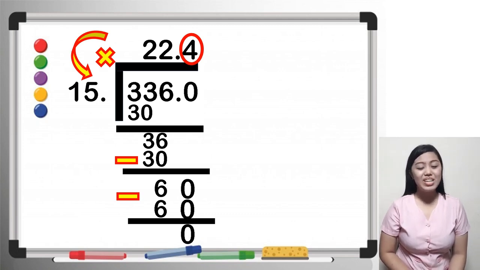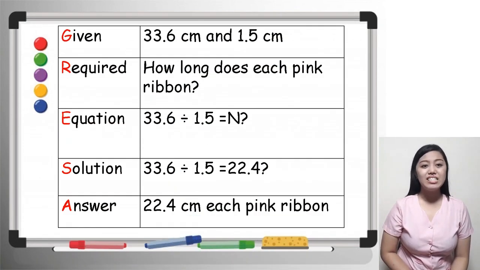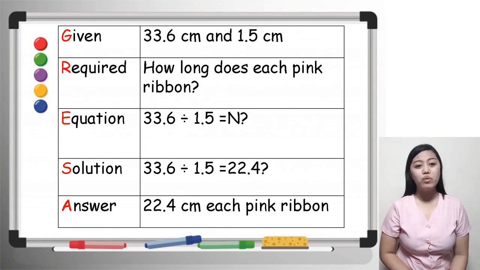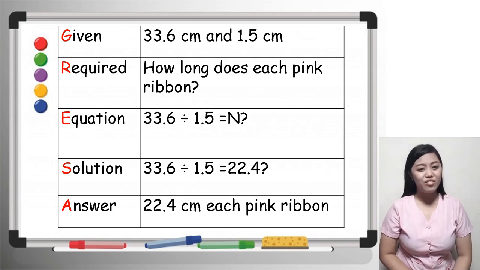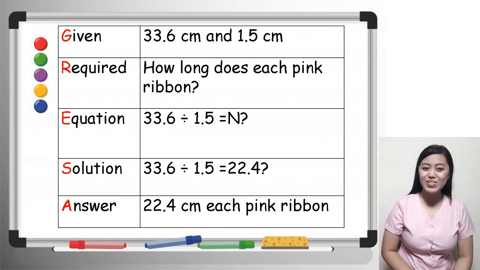So let's proceed to our GRESA. Since we got the answer, our solution for 33 and 6/10 divided by 1 and 5/10 equals n. Our answer is 22 and 4/10 centimeters for each pink ribbon.